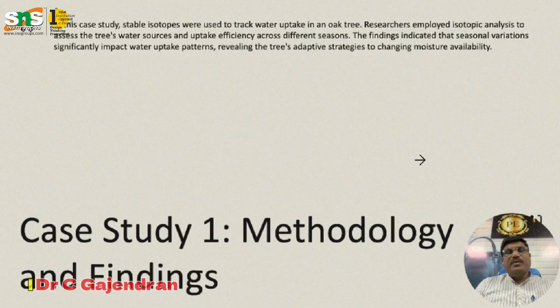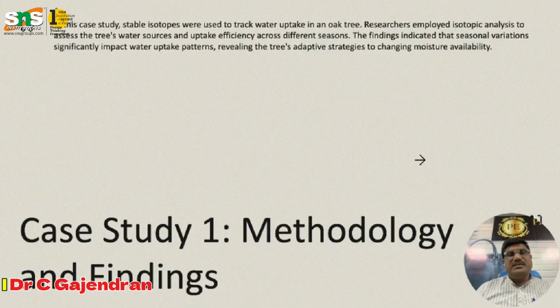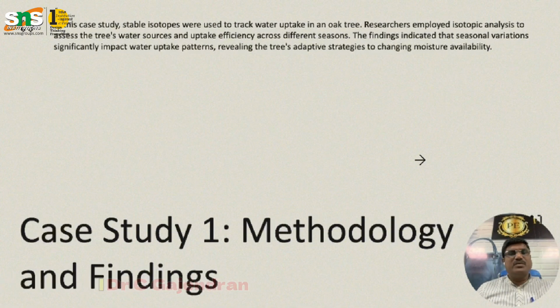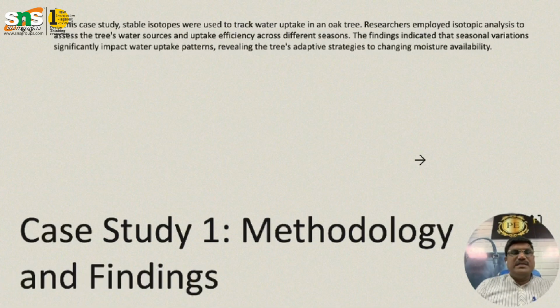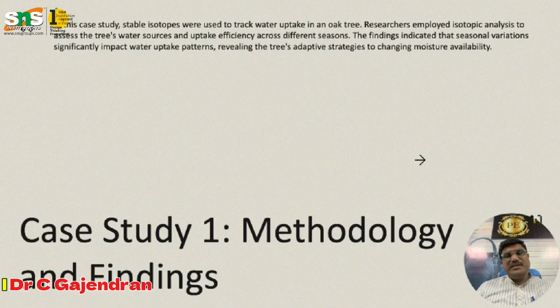When we compare both case studies, we notice distinct strategies used by different tree species. The oak tree adapts seasonally, adjusting its water sources based on availability. In contrast, conifers show drought resilience by accessing deeper water layers. These contrasting strategies highlight the power of isotopic analysis in uncovering hidden physiological traits in trees. Such insights help ecologists and forest managers select appropriate species for reforestation and climate adaptation efforts.